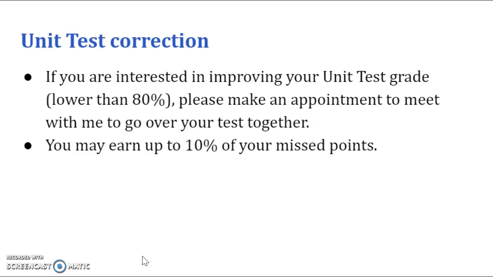Unit test corrections. You've had one unit test. If you did not do well on that test, it's drawing down your grades a lot. So if you scored lower than 80%, you have an opportunity to make an appointment to meet with me to go over your test together, in which case you may earn up to 10% of your missed points. Say you earned 60% on your unit test, then you missed 40%, and 10% of 40% is 4%. If you work with me, you could earn back up to 4%, so your grade will go up to 64.